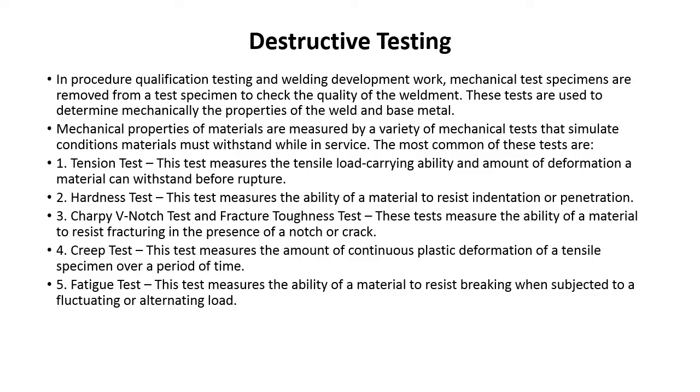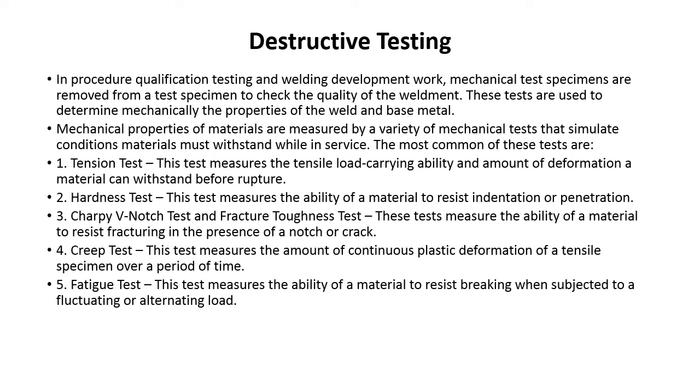Destructive testing. In procedure qualification testing and welding development work, mechanical test specimens are removed from a test specimen to check the quality of the weldment. These tests are used to determine mechanically the properties of the weld and base metal. Mechanical properties of materials are measured by a variety of mechanical tests that simulate conditions materials must stand while in service. The most common of these tests are the tension test.